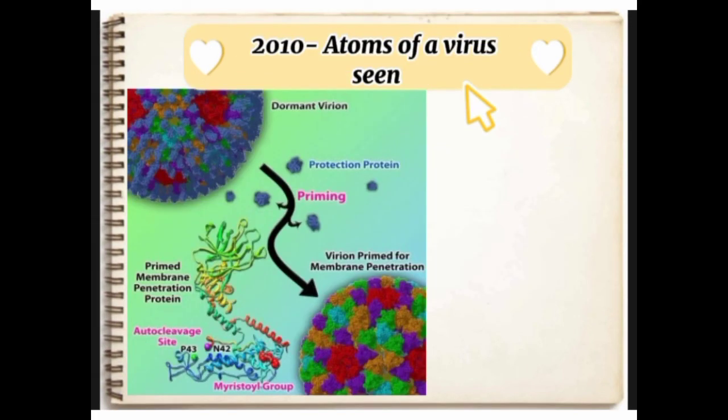2010, atoms of a virus seen. Researchers at UCLA use a cryo-electron microscope to see the atoms of a virus.